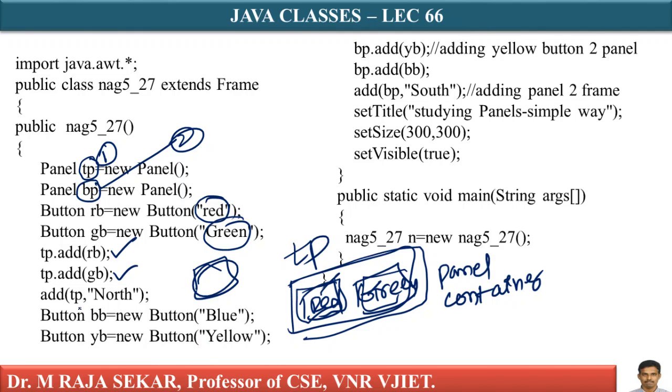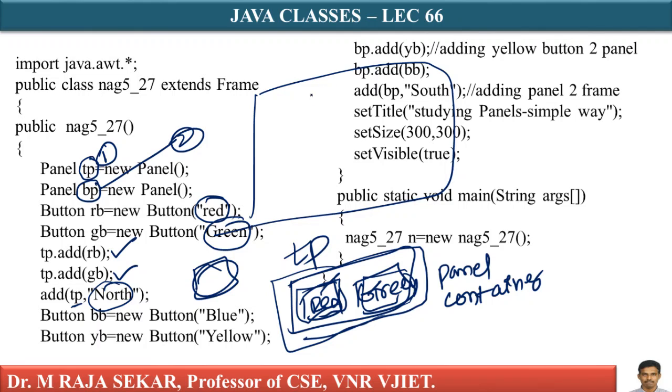In a similar manner, what am I doing? TP means this is my top panel. I am adding it in the direction of north. Let me say this is my frame, and for that frame, I am keeping this TP panel in a frame. This is a component now, and I am keeping this component in a container known as frame. In which direction am I keeping it? In the north direction. Therefore, here I will get two buttons.